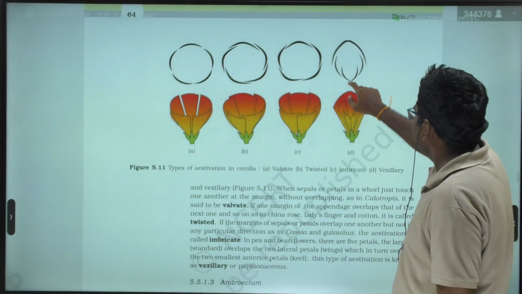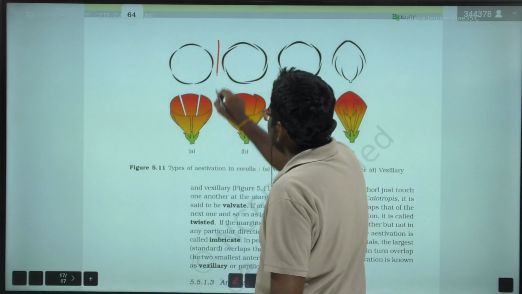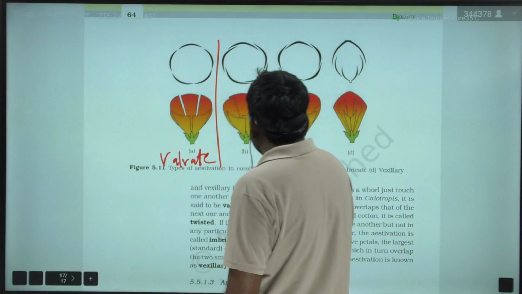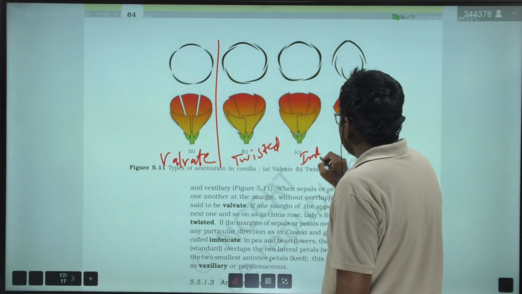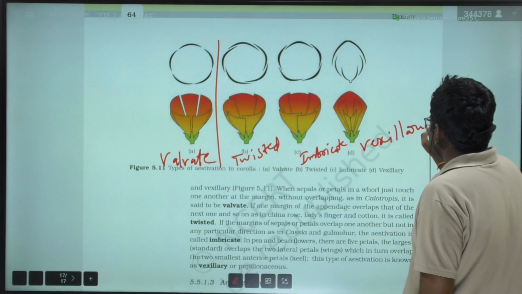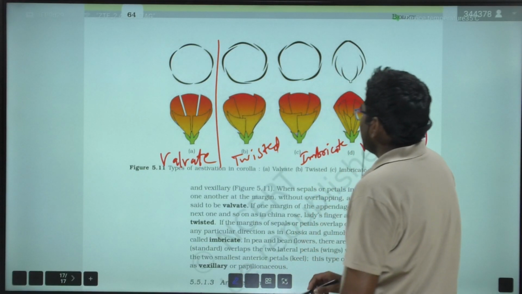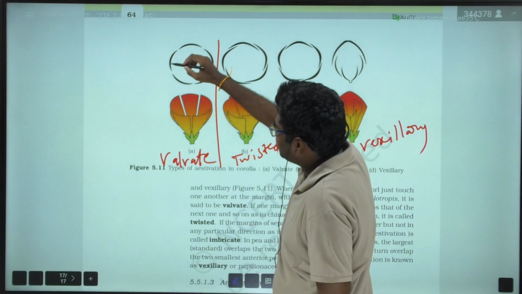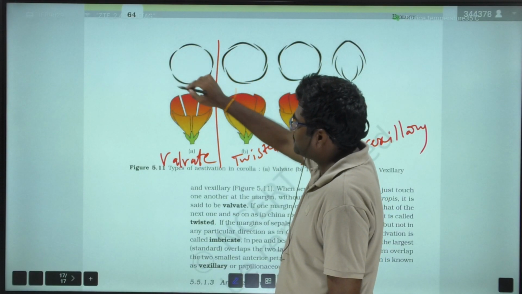Right. So these are the aestivations. This first one is a valvate aestivation, the second is a twisted, the third is an imbricate, and the fourth one is a vexillary aestivation. Right. So in the valvate aestivation, the margins of the sepals or petals just touch one another, or sometimes they may not touch one another, but they come in a circle.